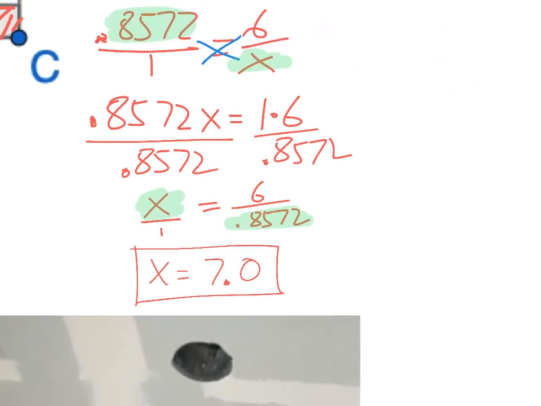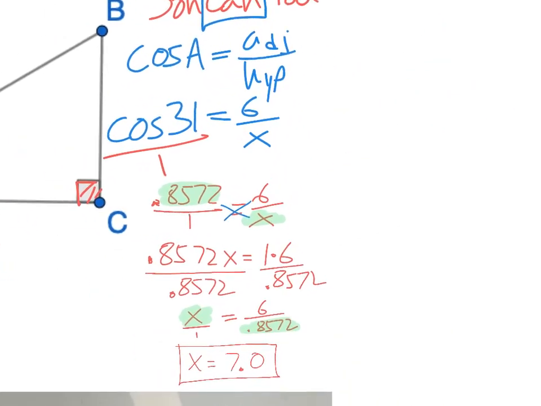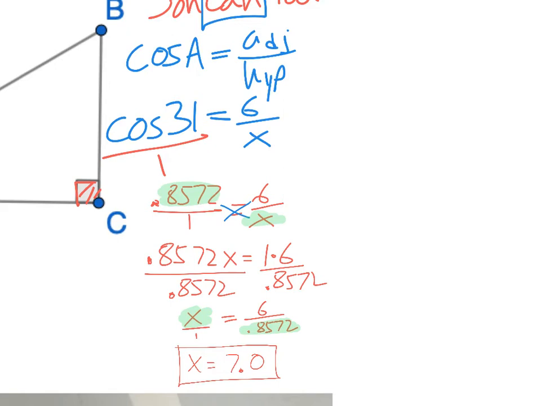All right, now let me show you a little bit of a shortcut. Notice this 0.8572 just came from the cosine of 31. So if we remind ourselves that this cosine of 31 is just a decimal number, I'm going to rewrite this: cosine 31 equals 6 over x. So cosine of 31 is a decimal. I don't need to go find that decimal right now. I have a feeling it's close to 0.8, but I don't need that right now. So this is an alternate way to do this.